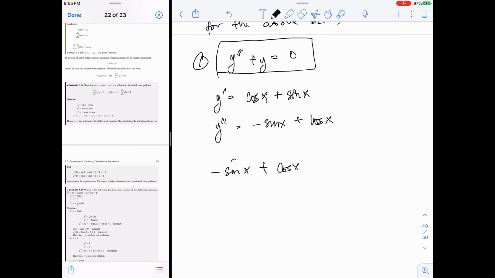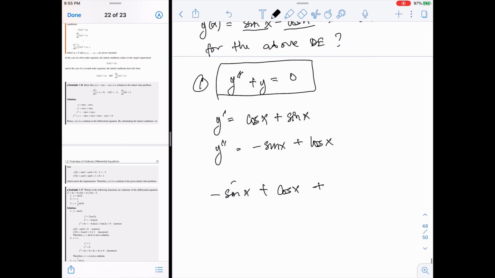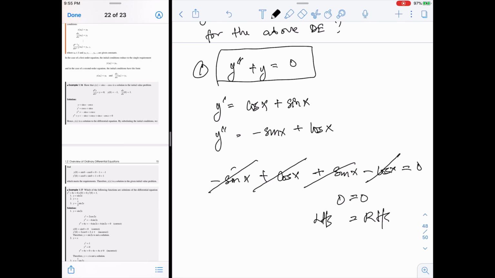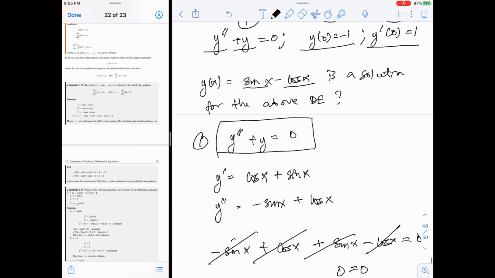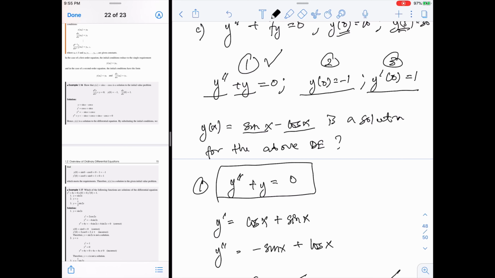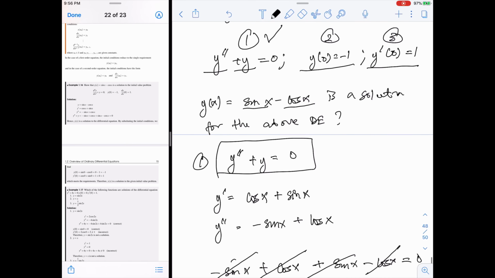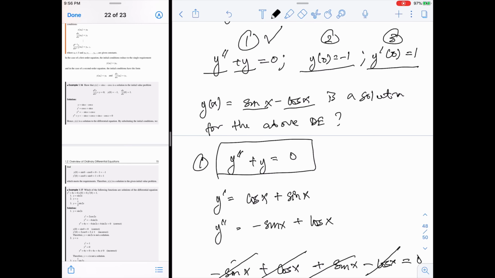Okay, let's substitute one by one. Plus cos x, and then you have y over here. So what is your y? Your y is sine x minus cos x. Is it either 0 or not? So this one will cancel off, this one is cancelled off. So your left hand side here is equal to the right hand side, so your condition for this one is correct. However, you cannot make a conclusion yet, since you need to check the second and third condition.